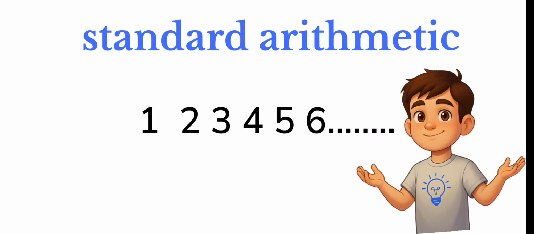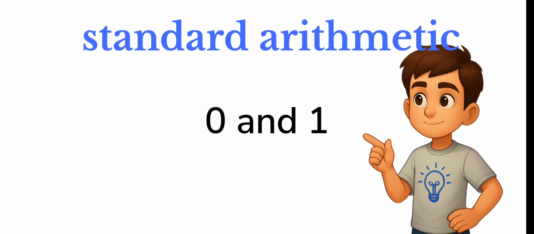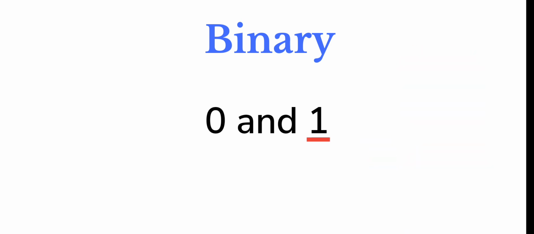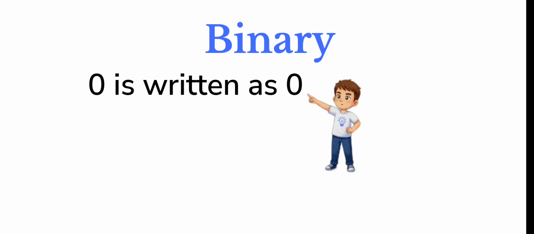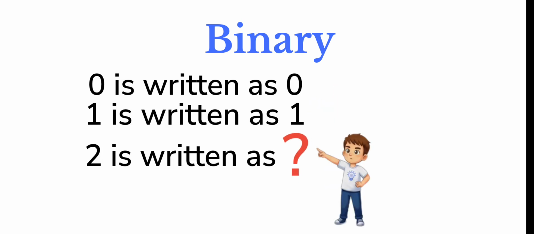But what if we change the system? What if we ask a computer? If you're a computer, you don't operate in base 10. You operate in base 2, or binary. You only have 2 digits, 0 and 1, off and on. In this system, the number 0 is written as 0. The number 1 is written as 1. But there is no symbol for 2.